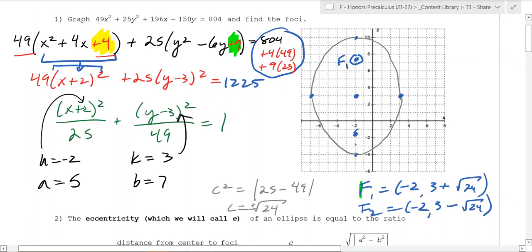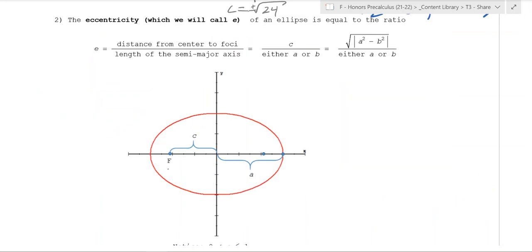It's symmetric. So what you can see here, this is focus 2. So this distance right here is c, and that distance is c. So that's c, and so is that. It's the same distance in each direction. So those are the foci. There's a pretty cool thing called the eccentricity, which we'll call e, of an ellipse.